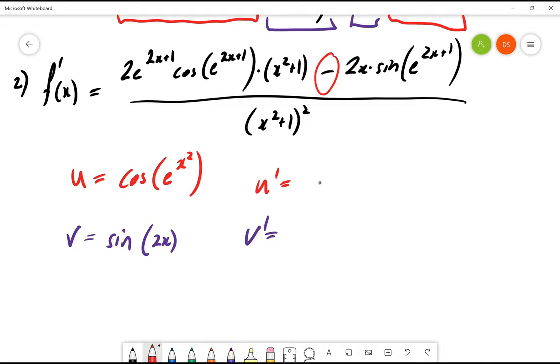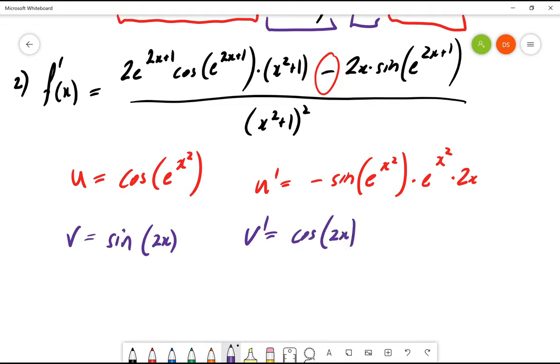So cosine differentiates to negative sine. The inside stays the same. Then I multiply by the derivative of the inside, which is itself. Then I multiply by the derivative of the inside, which is 2x. Okay, and then V dashed, the derivative is cosine of 2x, multiplied by the derivative of the inside, which is 2.